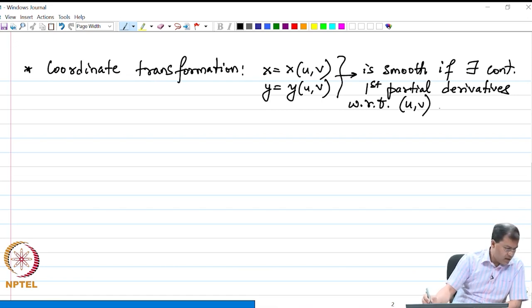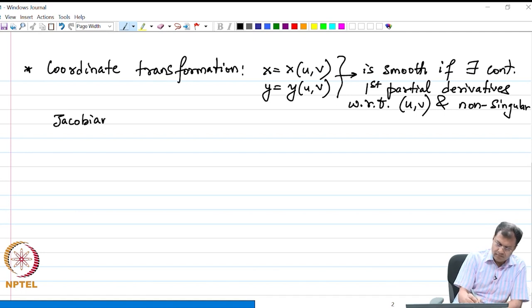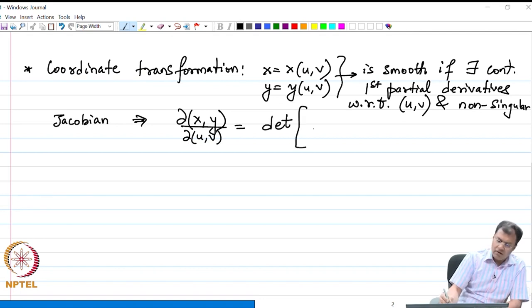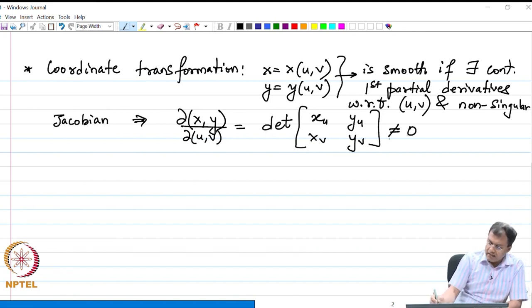with respect to u comma v, and we have a non singular Jacobian, which is given by the evaluation of this following set of partial derivatives, which is nothing but the determinant of the following matrix: x u, or the derivative of x with respect to u, y u, x v, y v, right. So, the Jacobian should not be 0, only then we can guarantee that the transformation is smooth and orthogonal, right.